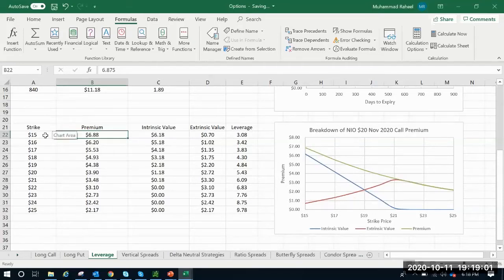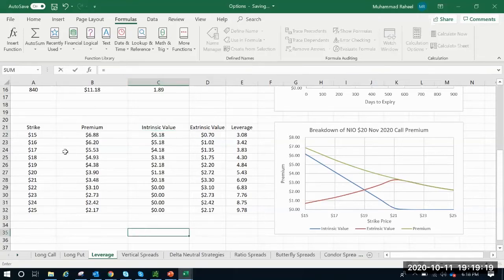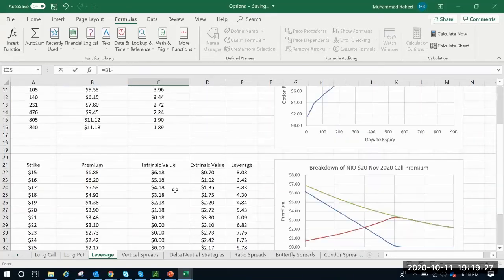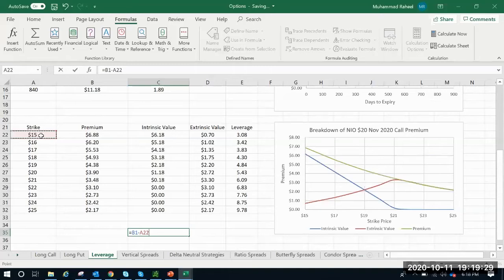So you look at a $15 strike NEO call. The total price you're paying is 6.88, right? But you know that there's an in-the-money part, which is the intrinsic value. How do I calculate that? That's very important. I look at the current stock price, which is 21.18, and I'm not actually paying anything for time because this is in the money. So 21.18 minus the $15 is exactly my intrinsic value, because if I buy it and exercise right away, I still get 6.18 per share.